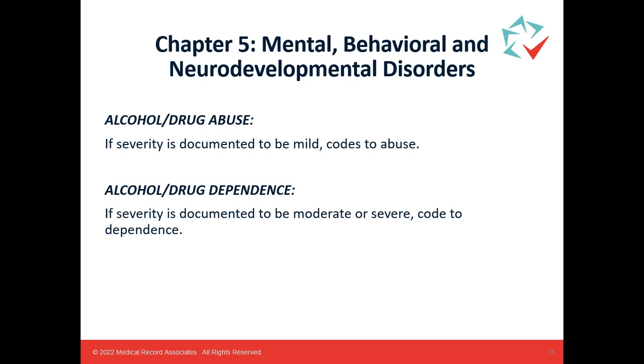For alcohol and drug abuse, if the severity is documented to be mild, that is equivalent to coding to abuse. For alcohol and drug dependence, if the severity is documented to be moderate or severe, that's going to code to dependence. So again, severe codes to dependence, mild severity codes to abuse. So if that severity is all that's documented, mild, moderate, or severe, you're going to follow the instructions and code to abuse or dependence. So mild codes to abuse, and moderate or severe codes to dependence.